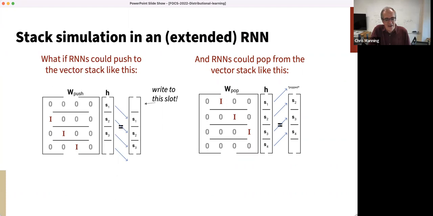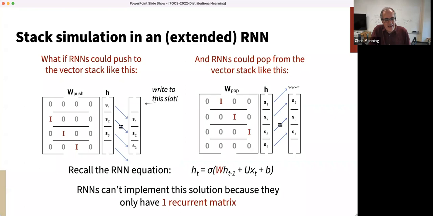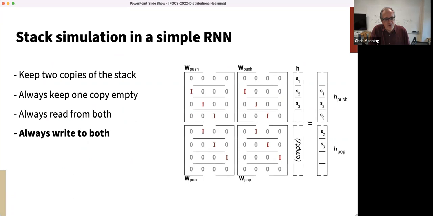But it doesn't quite work that simply, because if you remember the RNN equation, there's just a single matrix that's always used that multiplies the hidden state. And we can't implement this kind of trivial pushing and popping with a single matrix. But there's a little trick that we can do, which is we can maintain two copies of the stack, one of which will always be empty. And then with our matrix multiplication, we always read from both and always write to both, so that we simultaneously attempt pushing and popping of the two halves, one of which will be empty. So then we've got candidates where from one position we could either have pushed or popped, and then we want to work out which one to keep.